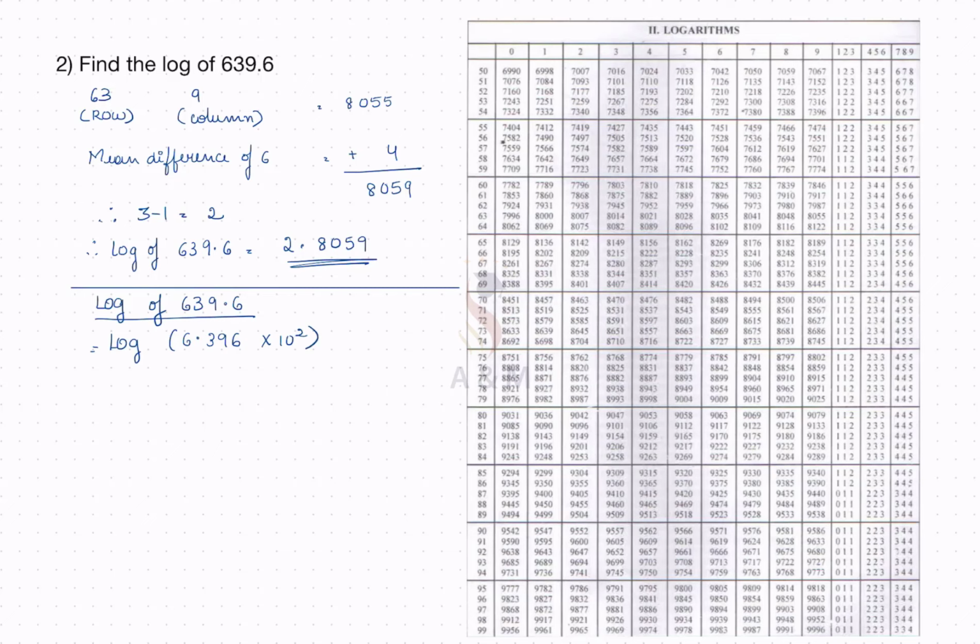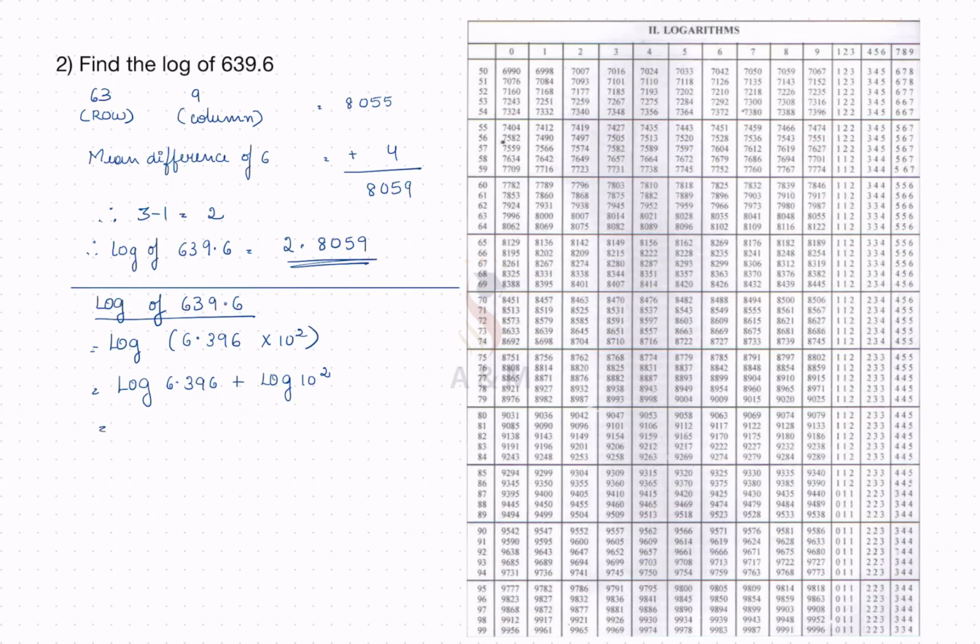Previously we had gone through one of the formulas, correct. Log A into B is equal to log A plus log B. That you have to apply here. So log A into B is log A plus log B. Now log 6.396, you have to find this.